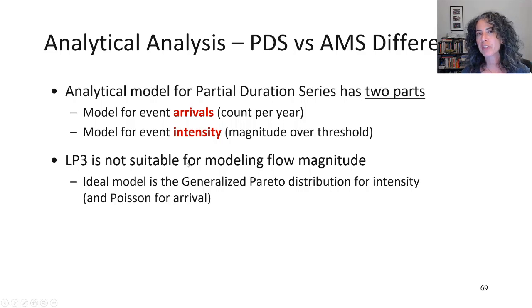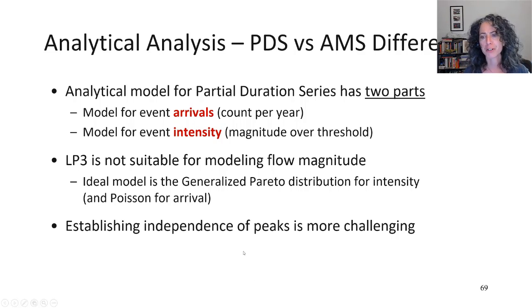The log Pearson type 3 that we use for annual maximum series usually isn't a good model for the intensity of events over the threshold. Normally we'll use something like a generalized Pareto more effectively for intensity, and we use a Poisson distribution often for arrival. Another reminder is that establishing the independence of the peaks is a lot more challenging when we're doing a partial duration series. We have to ensure that we are only pulling independent events that have a minimum duration from the previous event and also have had flow receding below some level.